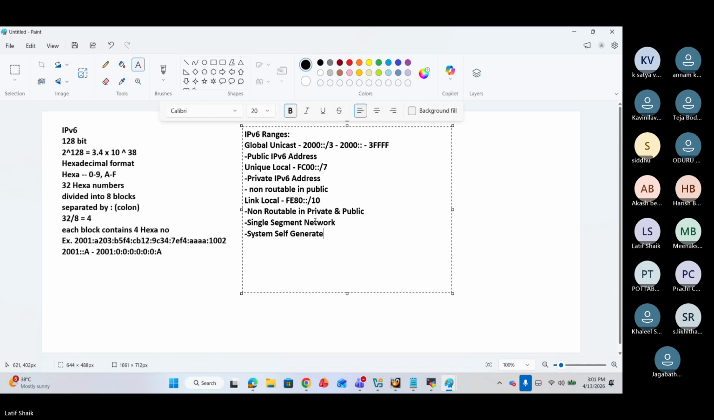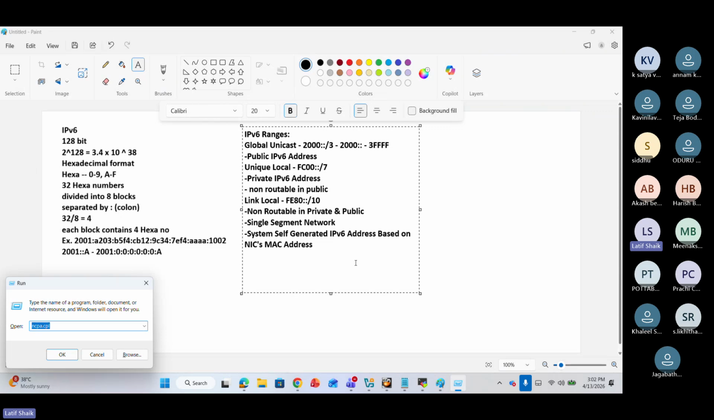And a very important point is that it is a system self-generated IPv6 address based on your NIC's MAC address. Based on your NIC's MAC address, it generates a link local IP address. Every system has its own link local IPv6 address.